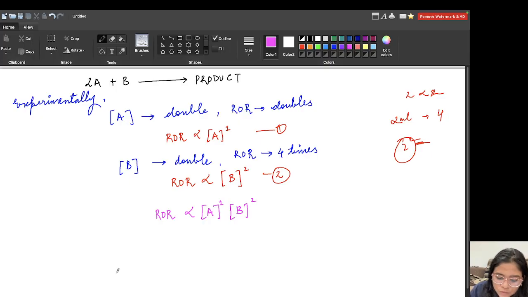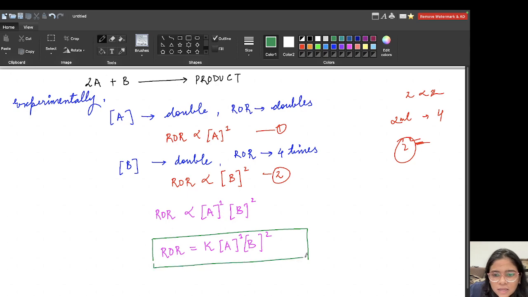If we want to remove the proportionality sign, I need to put a constant. Let that constant be K. So rate of the reaction is equal to K, A raised to the power 1, B raised to the power 2. This K is called my rate constant. The 1 and 2 are not fixed. You can just keep them as x and y.